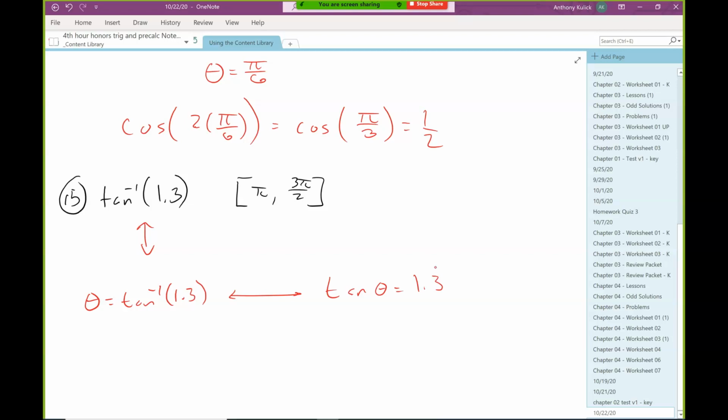Elizabeth? I went to the unit circle and looked up the value for cosine of pi over 3. Okay.